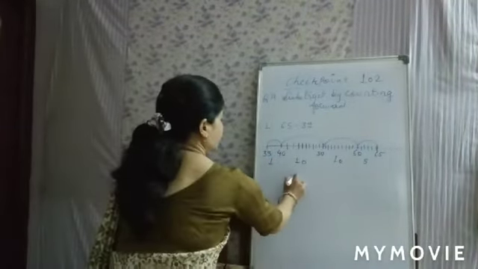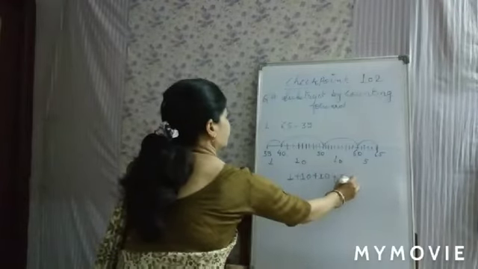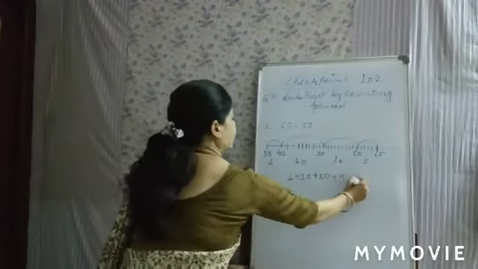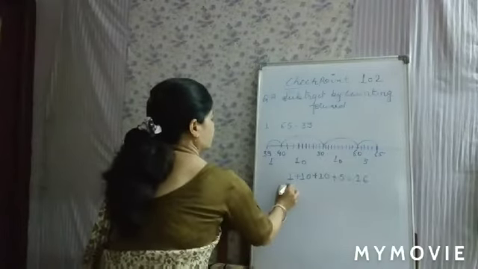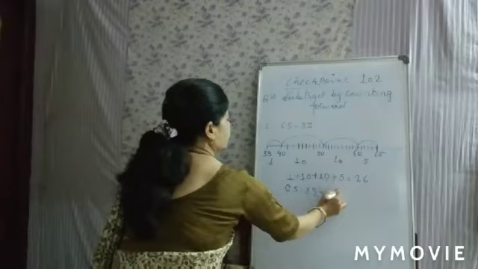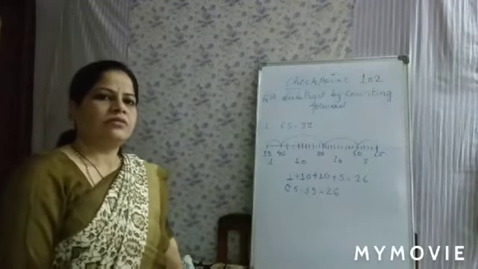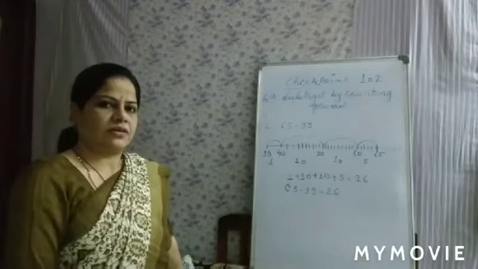So 1 plus 10 plus 10 plus 5, you will get 26. Means 65 minus 39, the difference will be 26. This way you can subtract quickly.